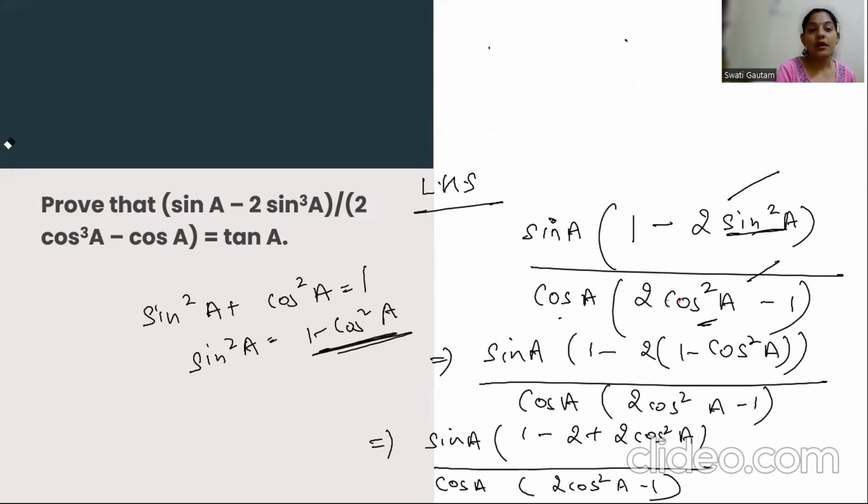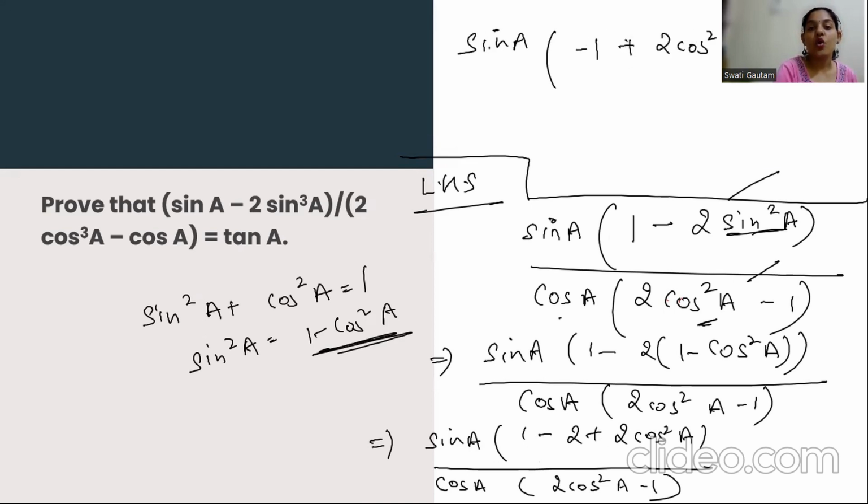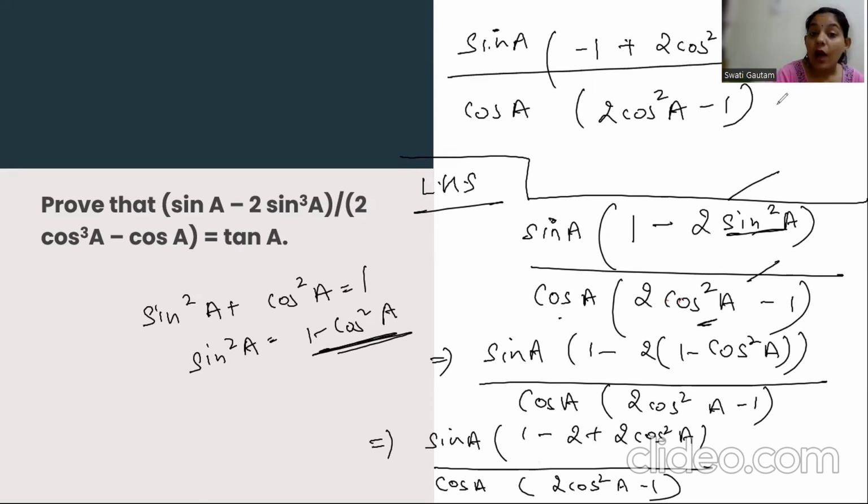What I have to do? I will take this part, solve this part. So it is sine A. 1 minus 2 is what? Minus 1. Minus 1 plus 2 cos square A upon cos A, 2 cos square A minus 1. Now the brackets are exactly same. Why? Because here also 2 cos square A is of positive sign, and here 2 cos square A is also of positive sign. One is of negative, one is of negative. So they both are same bracket. So I will cancel them.